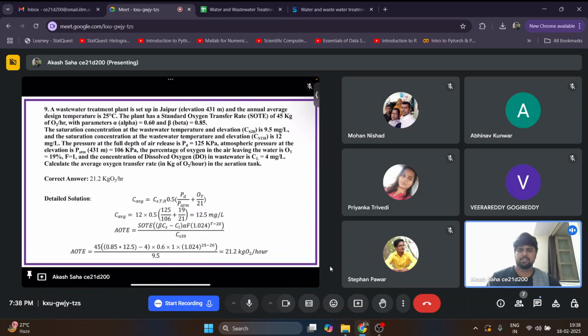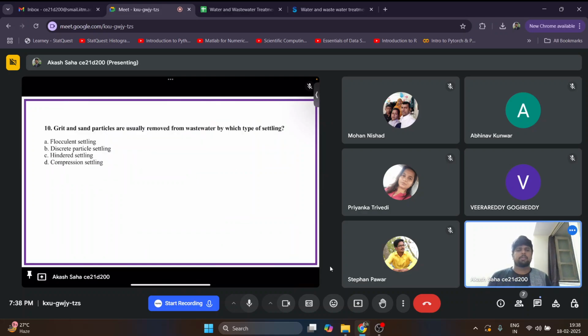So the same thing is given. Here you can clearly see the formula and everything is given. Next question. Grit and sand particles are usually removed from water by which type of settling? This we have seen in the previous week also. Is it flocculent, discrete, hindered, or compression? Here we are talking about grit and sand particles. So which type of settling will be there?